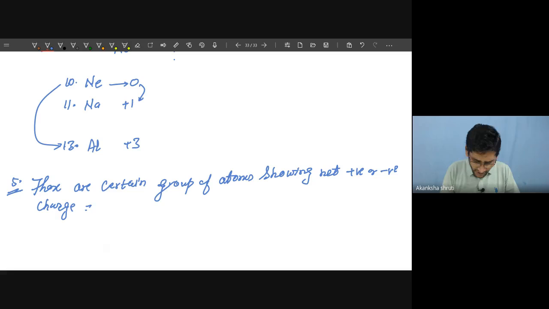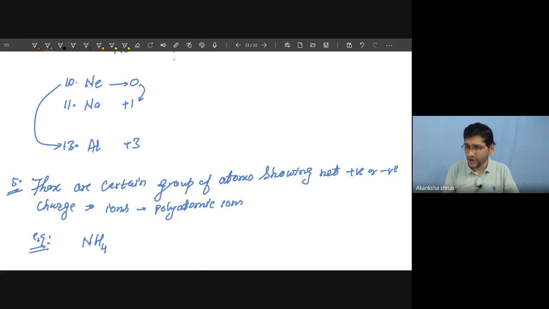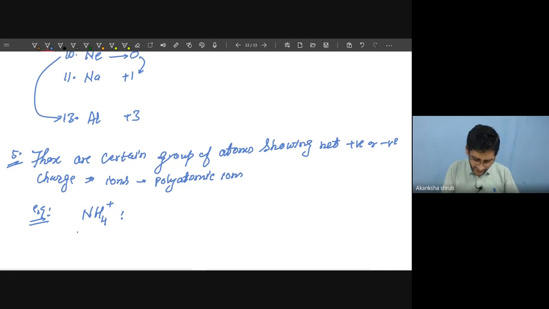Okay, so these are also called ions, but a special name for them is polyatomic ion. This we will write in the table. Example, students, if you take nitrogen and hydrogen, and in place of 3 you take 4, then it is found that it always has 1 unit net positive charge. And this ion, it is not a molecule, it is an ion. It is positive, so it is called a cation.